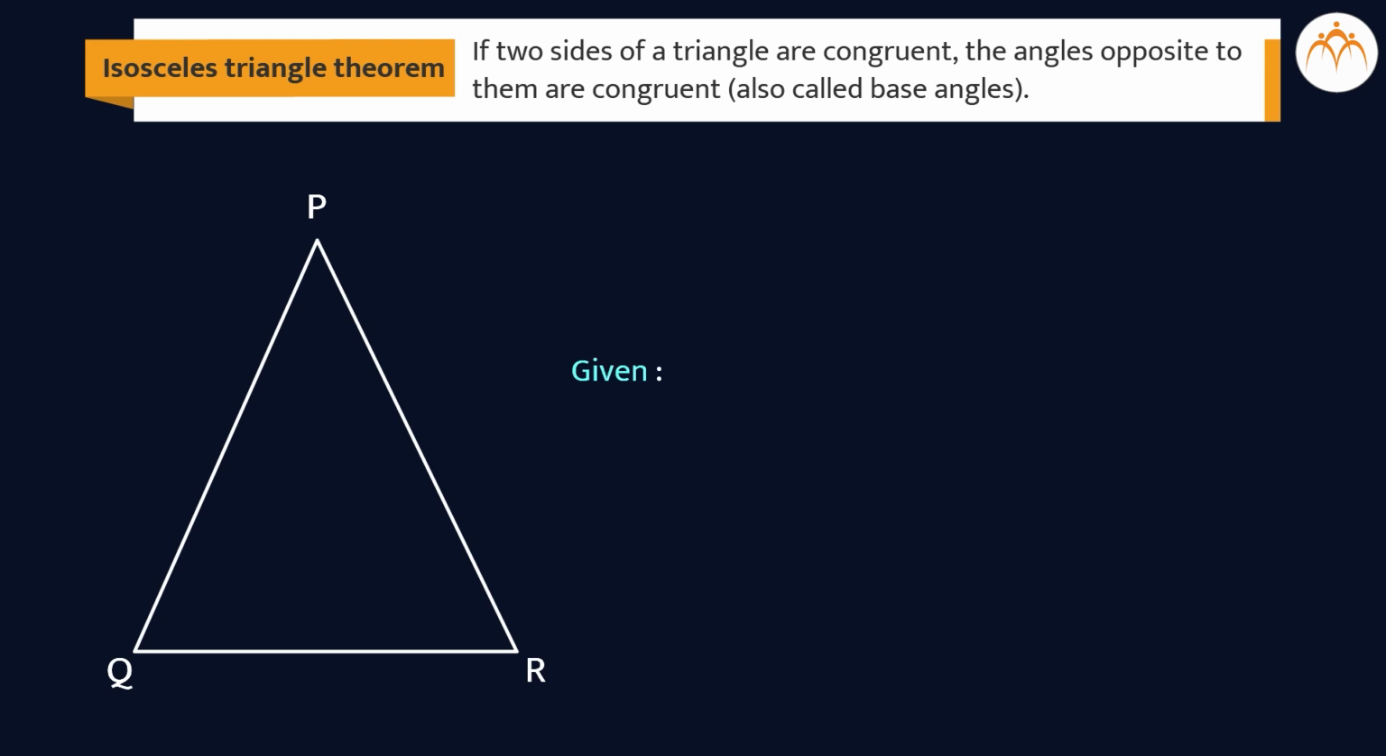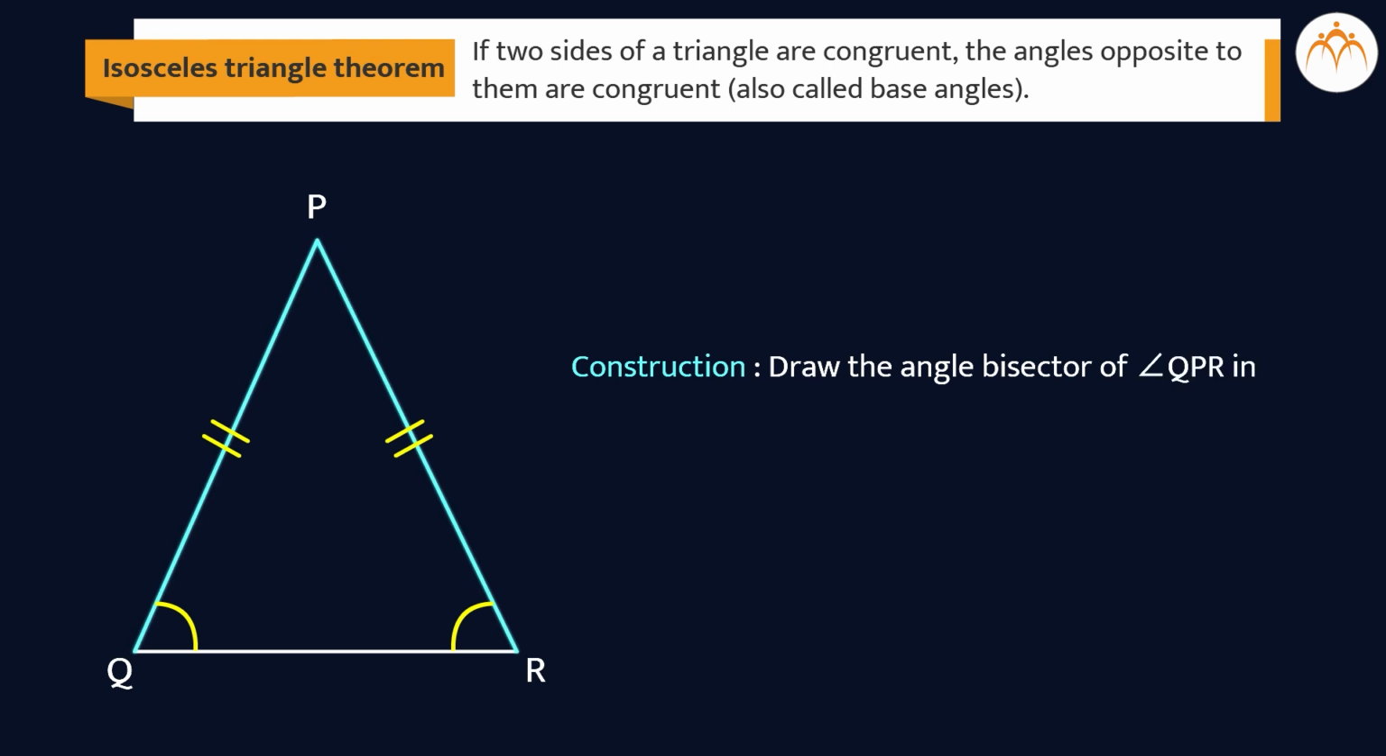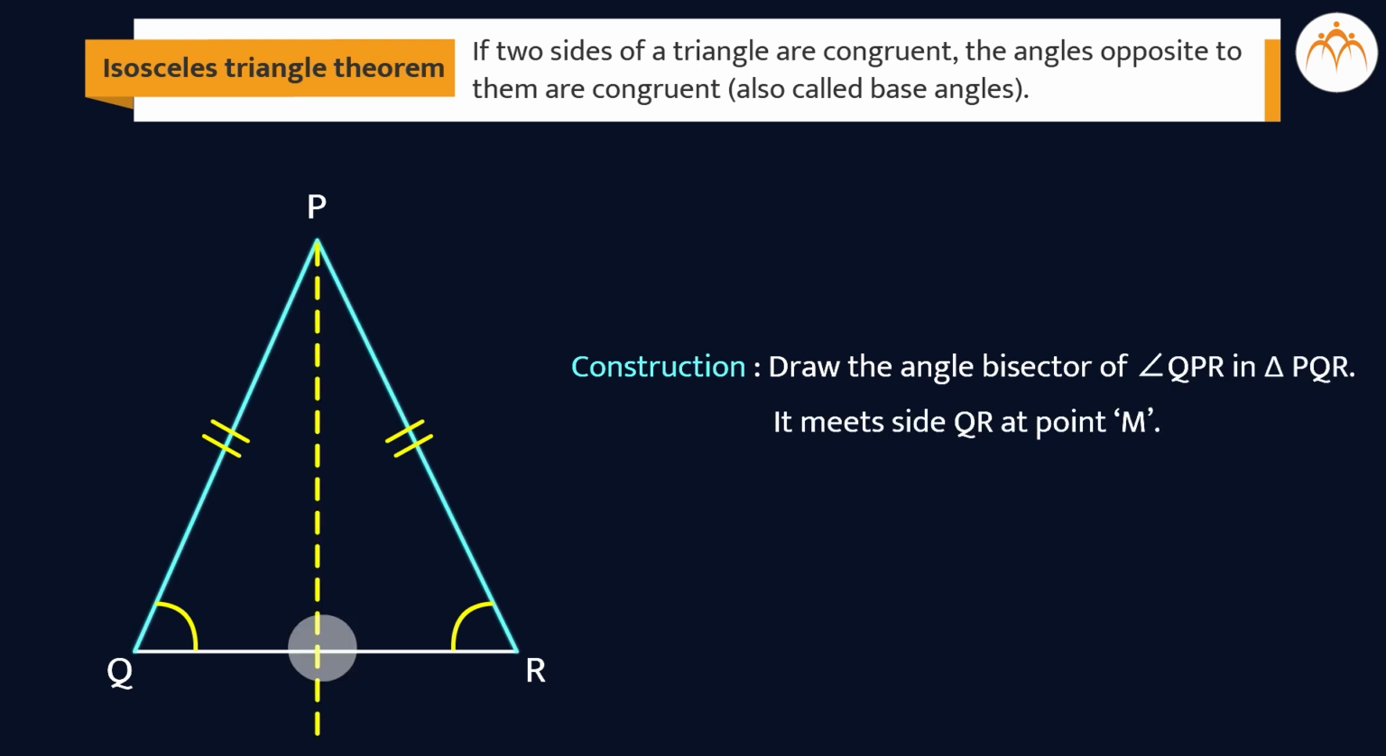Now given, in triangle PQR, side PQ is congruent to side PR. To prove, angle PQR is congruent to angle PRQ. Construction: Draw the angle bisector of angle QPR in triangle PQR. It meets side QR at point M.